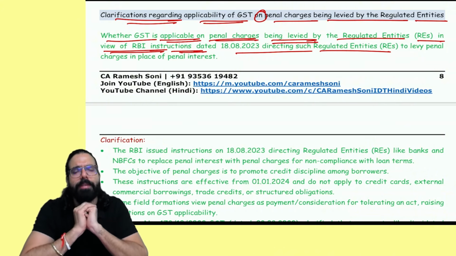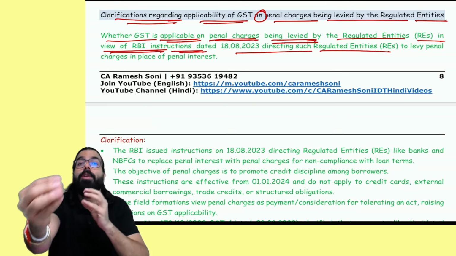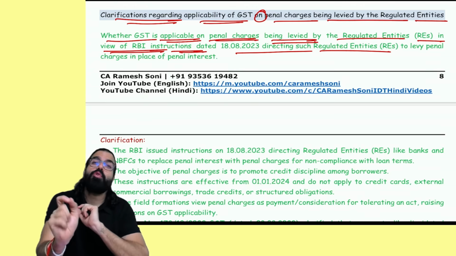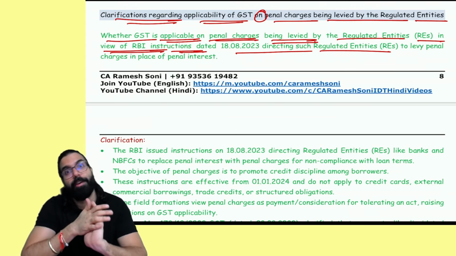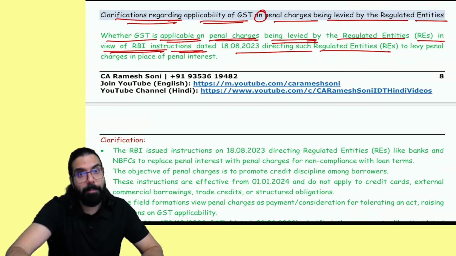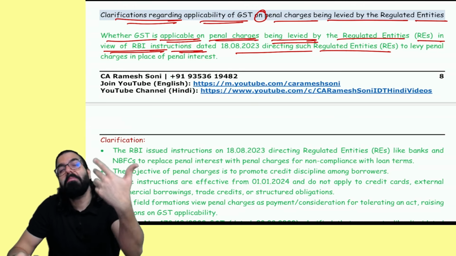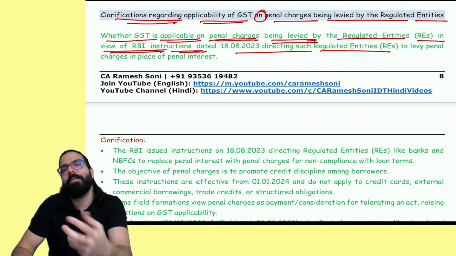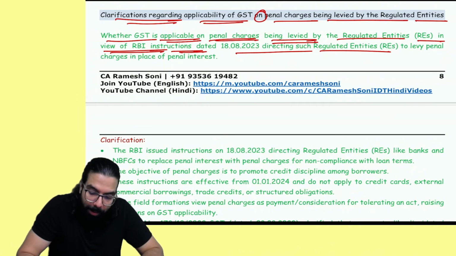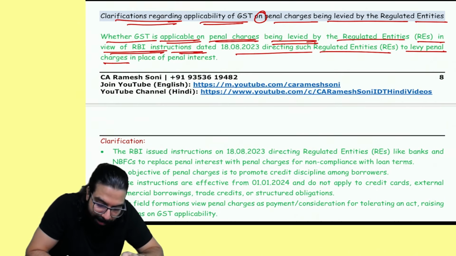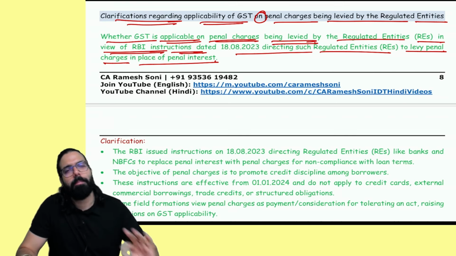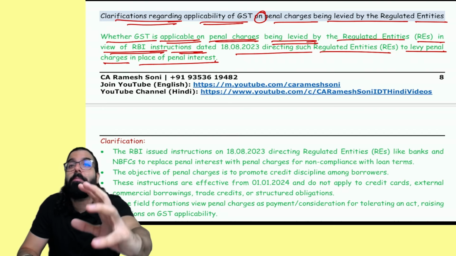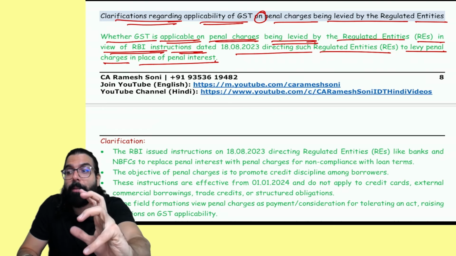What has happened over here is RBI has directed all the banks that you don't charge penal interest. You charge this as penal charges. If you show as penal charges, people will be scared and people will go ahead and make the payment. Renamed penal interest as penal charges. That's all. To levy penal charges instead of penal interest. What RBI has told banks, whenever a person does not pay EMI on time, don't charge him penal interest. Charge him instead of penal interest, charge the name as penal charges.